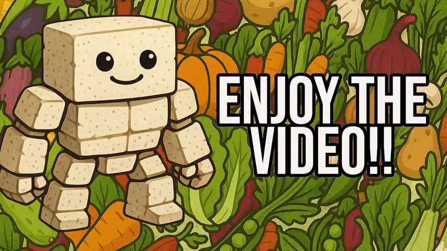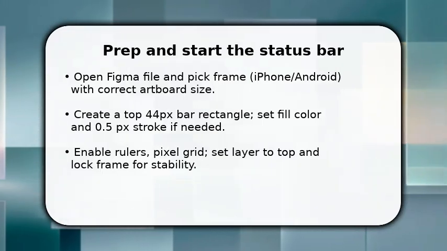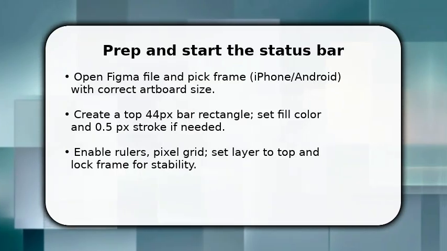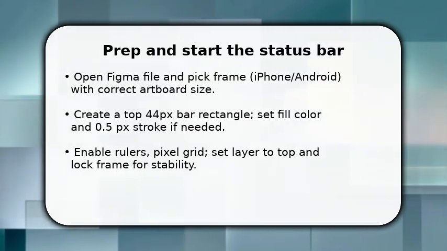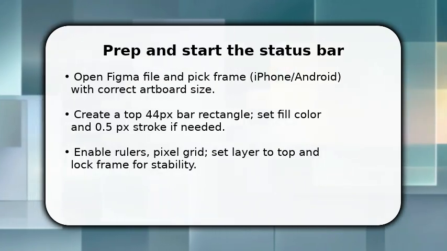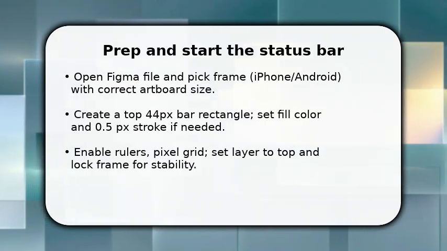Please enjoy the video. You begin by selecting the target frame and placing a 44px high rectangle at the very top. This is your status bar canvas. Once placed, give it a fill that matches your design and optionally a 0.5px stroke for crisp edges because devices render thin lines differently.